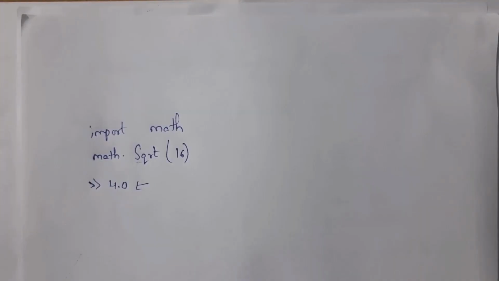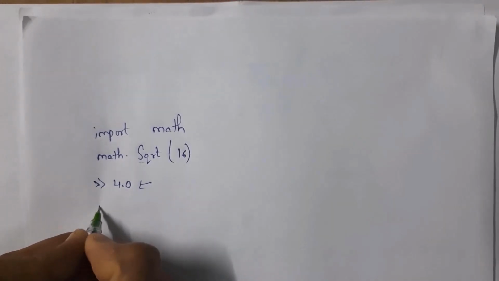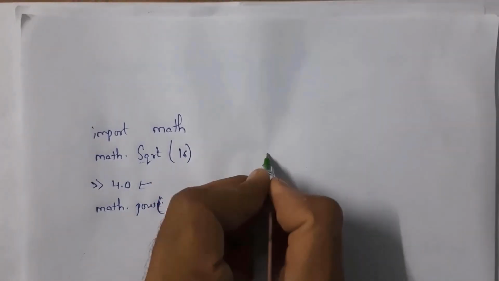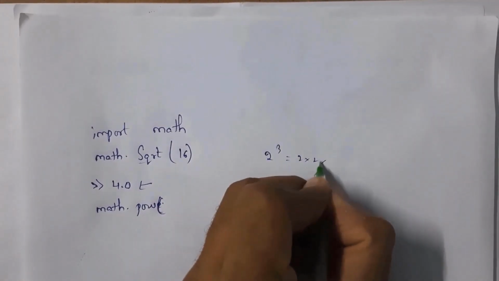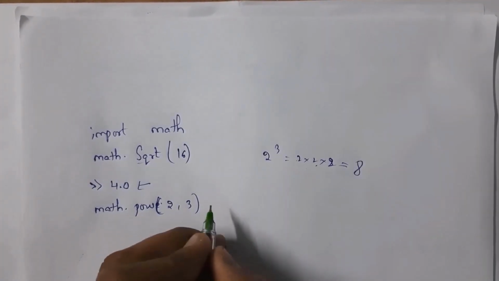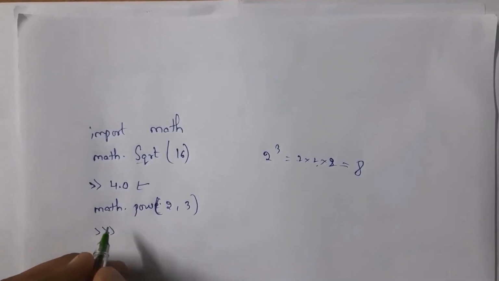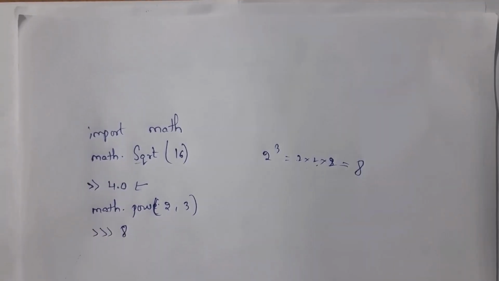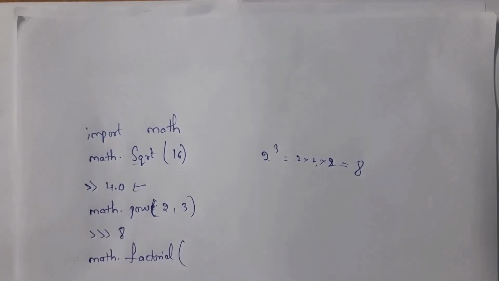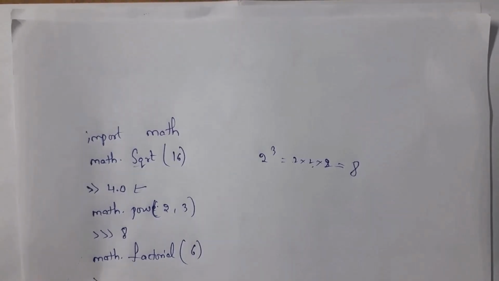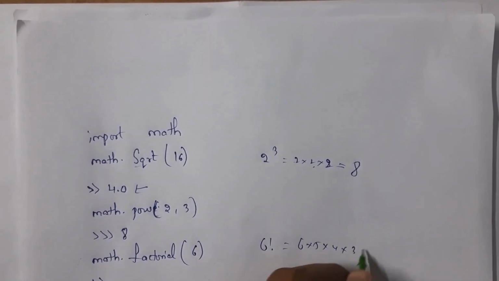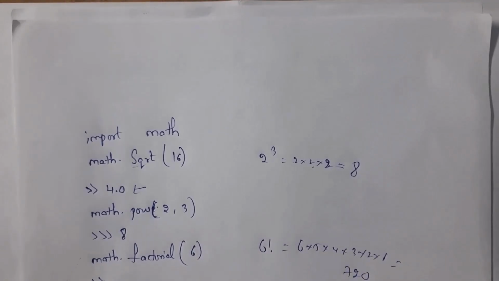For example, I want to perform power. So just write math.pow. This pow function is used to calculate power. I want to calculate 2 power 3, that is 2 into 2 into 2, that is 2, 4, 8. Just write 2 comma 3, that is 2 to the power of 3. Whenever you click enter, you will get output 8. For example, I want to perform factorial. Write math.factorial of 6. Factorial of 6 is 6 into 5 into 4 into 3 into 2 into 1, that is 720. So I'll get output 720.